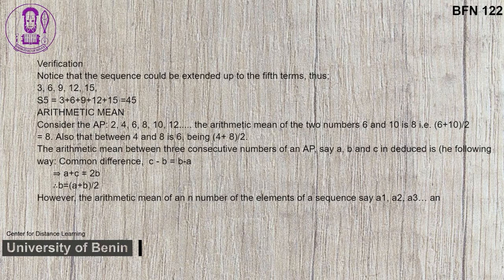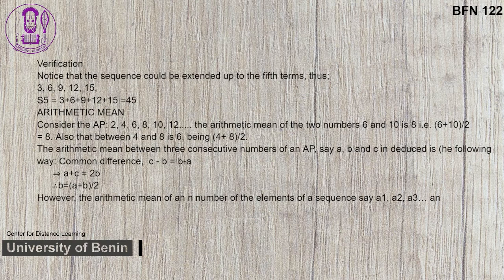Arithmetic mean. Consider the AP 2, 4, 6, 8, 10, 12. The arithmetic mean of the two numbers 6 and 10 is 8, i.e. (6 plus 10)/2 equals 8. Also, that between 4 and 8 is 6, being (4 plus 8)/2.